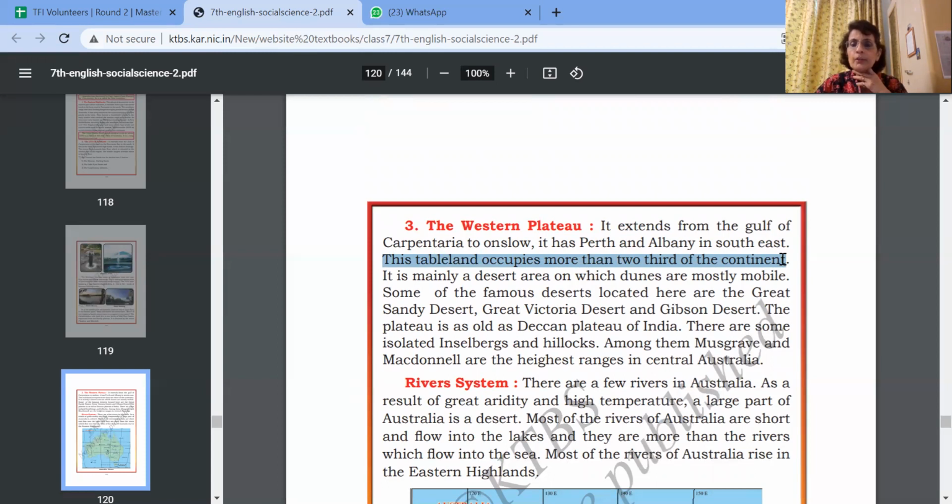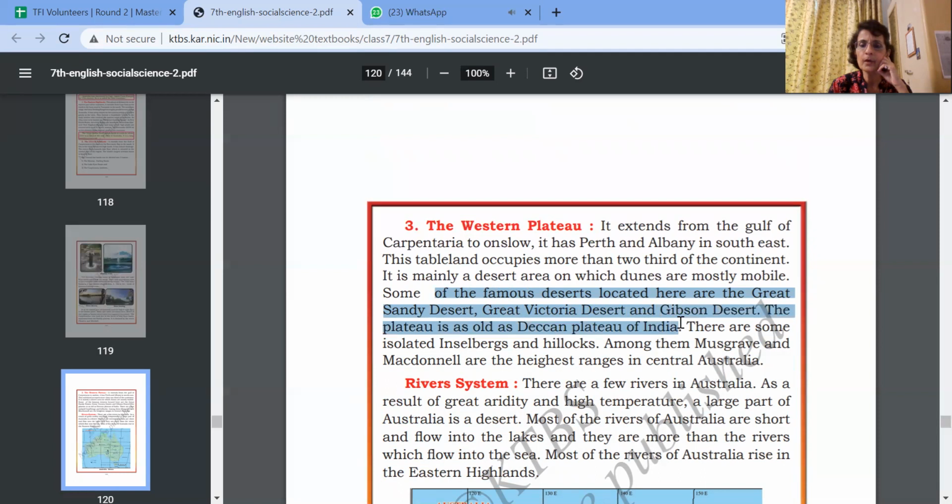In the western plateau, there are many deserts. You know what is desert, na? Desert, I just told you. Deserts are Registan. Okay, so now just mark this. Famous deserts located here, just these few of them you can learn, okay? And you should know right here, up to here you mark it. So the famous deserts located here are the Great Sandy Desert, the Great Victoria Desert, and the Gibson Desert.